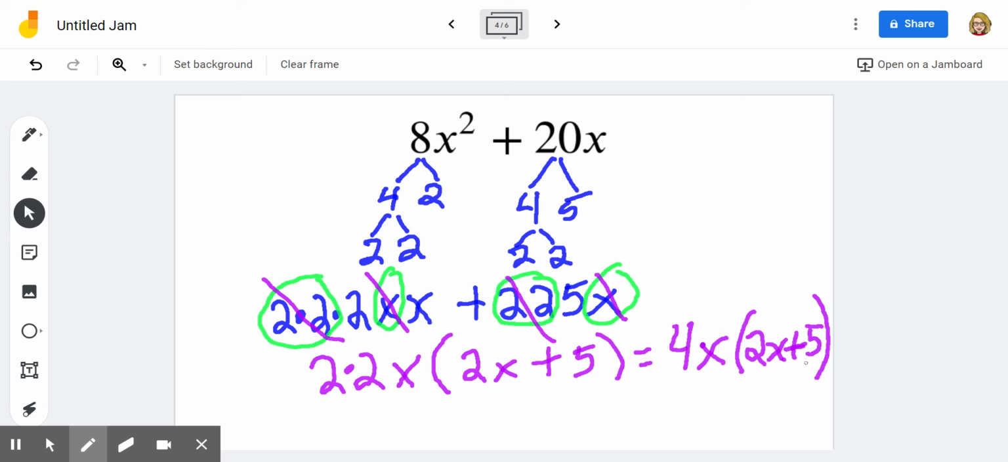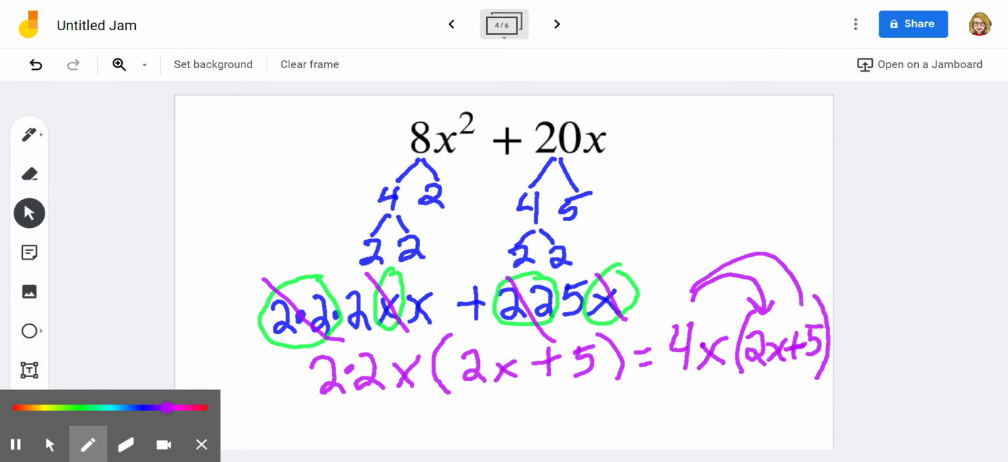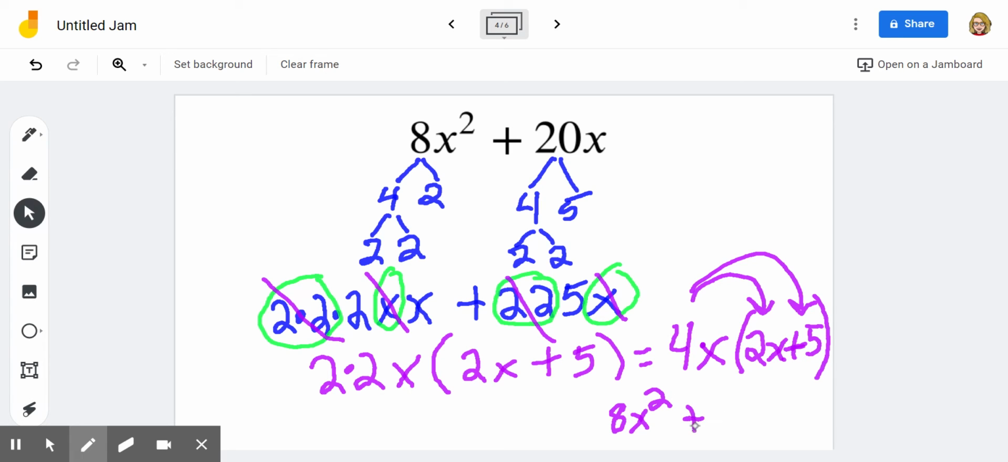So what I can do now is check and see if this is the correct answer. So this is my final answer, and if this answer is correct, if I go backwards and multiply this back into here, that should give me my original. So 4x times 2x gives me 8x squared. 4x times 5 is 20x. And this matches our original, so that means this answer right here is correct.